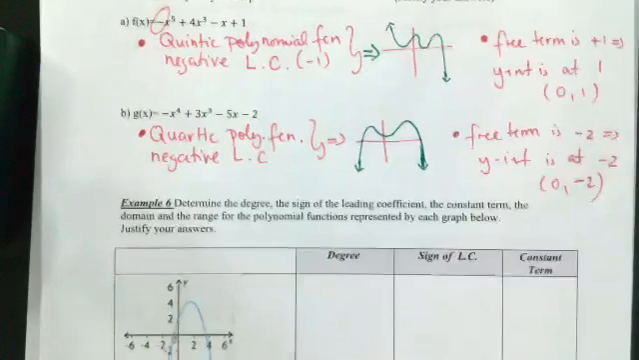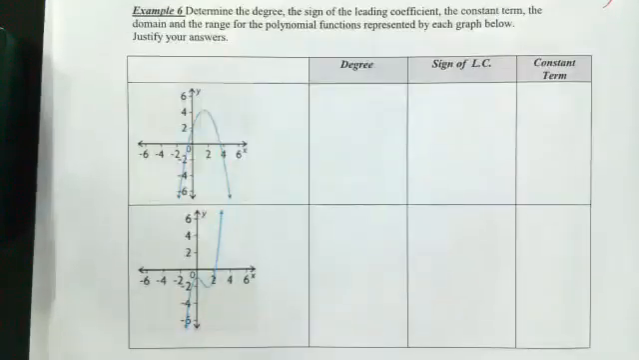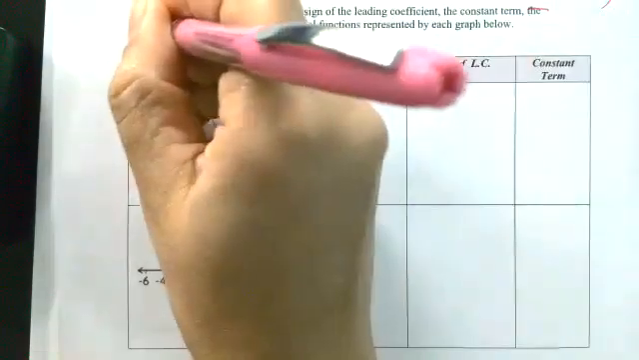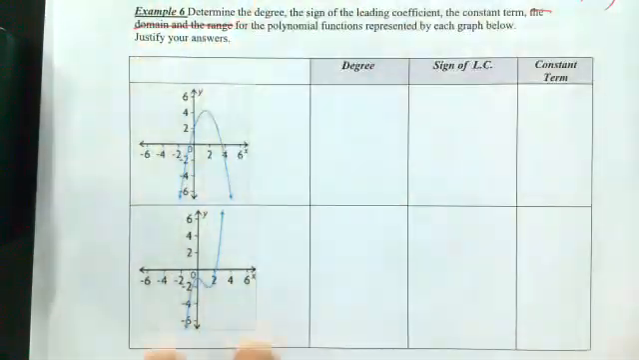Now let's recognize some parts of equations by looking at the graphs. So for each of these given graphs, find the degree, sign of the leading coefficient, constant term, domain and range for the polynomial function. I'm going to take out the domain and range. We're going to leave that for later.